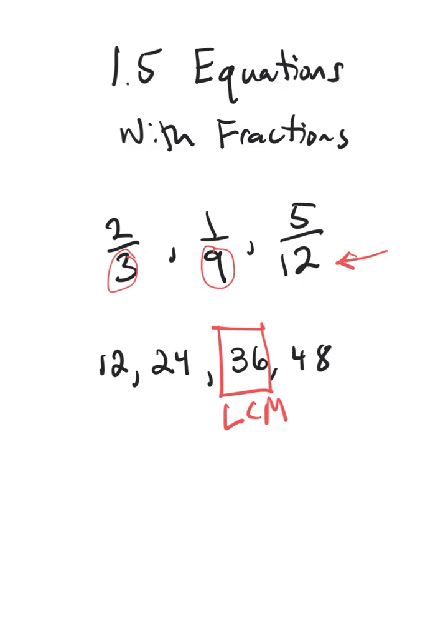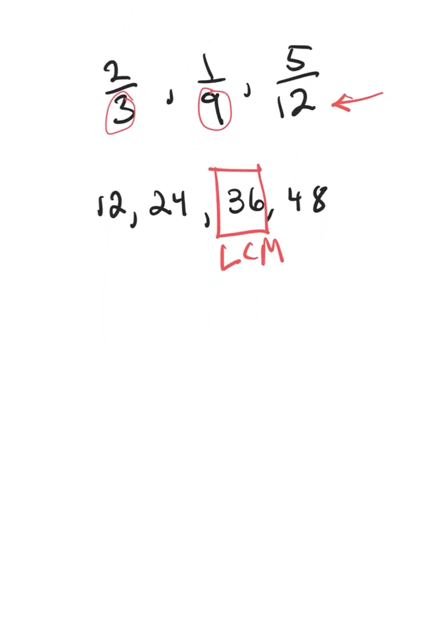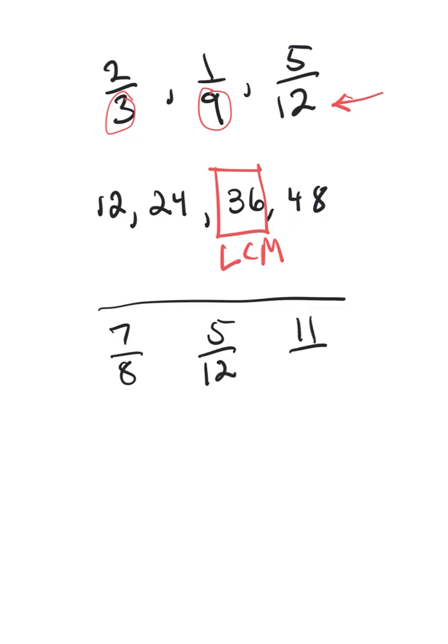Another way that you can find common multiples, besides listing and checking, for instance, if you had 7/8, 5/12, and 11/18. See, this one's a little trickier because the multiples of 18 are more complicated. So there's a way you can do this by prime factorization and then start building a common multiple.